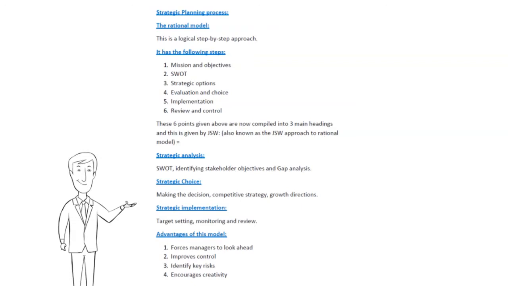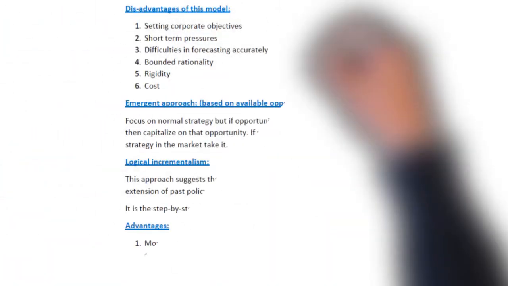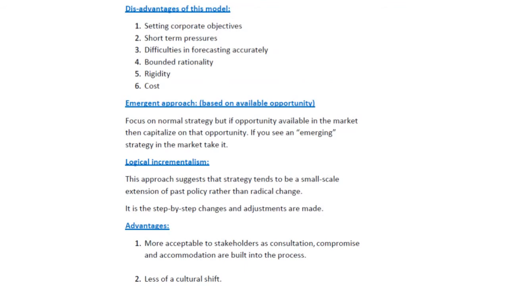So as you can see, the first method that you suggested was the rational model method, which is the step-by-step approach. So what are the advantages of this model? It forces you to look ahead, so future looking. It improves your control. It identifies risks for your organization because you're looking at the SWOT, and it encourages creativity. So planning process first is rational model. On the other hand, the disadvantages of the rational model are that there are short-term pressures, it's costly, there is rigidity, it's time consuming. So each model has its advantages and disadvantages.